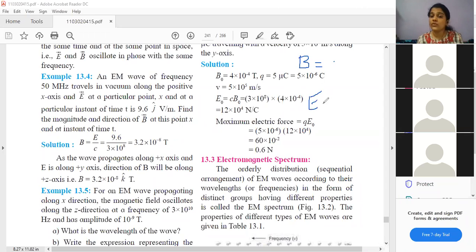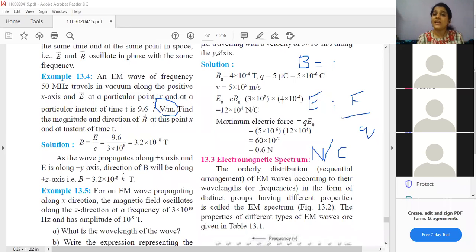Now the formula for E that I gave you all was F by Q. According to this formula, what is the unit of electric field? Obviously Newton per Coulomb, right? Very obvious, force and charge. But everywhere the unit written for electric field is volt by meter, which is correct, and you all have to write volt by meter only.